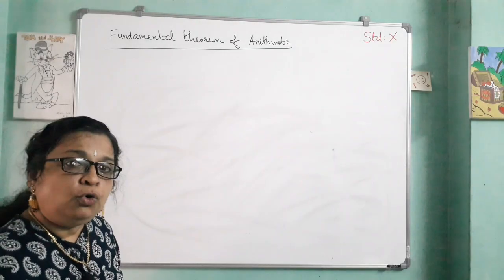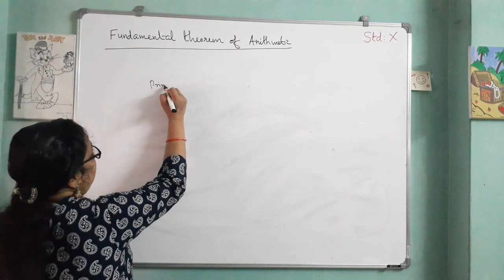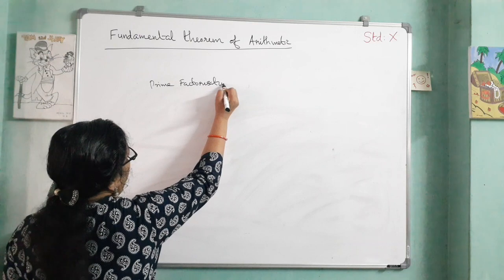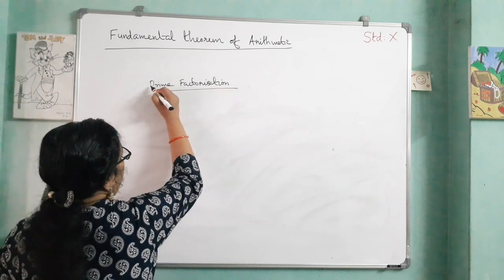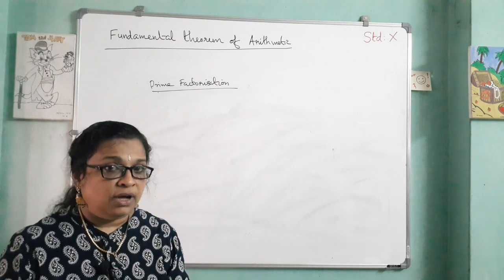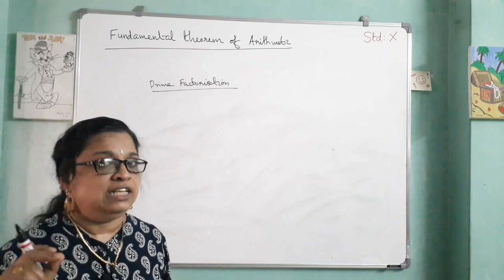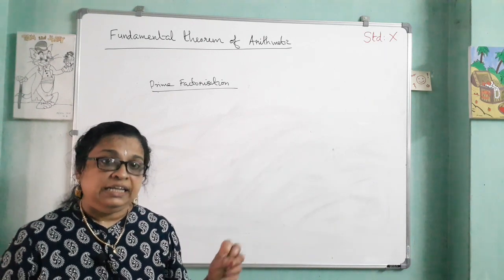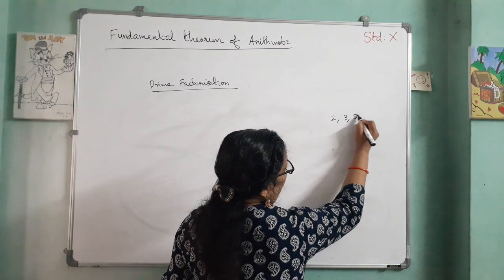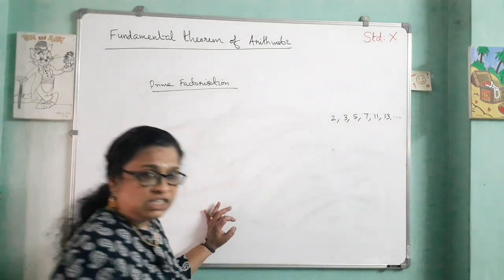Okay. Then we know prime factorization. What is prime factorization? Prime factorization means factorizing using prime numbers only. We know that the prime numbers are 2, then 3, then 5, then 7. 9 is not a prime number, 9 is a composite number, that we know. Then 11, 13, that way. The prime numbers are 2, 3, 5, 7, 11, 13, etc. That way it is going.